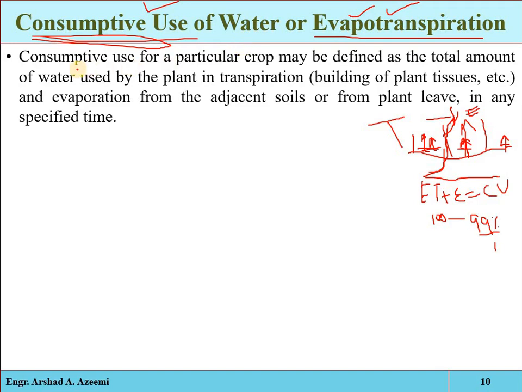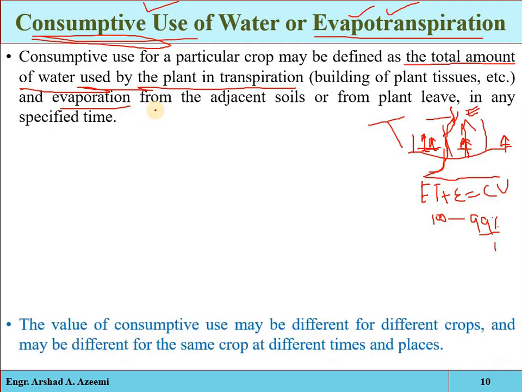Remember, the consumptive use for a particular crop may be defined as the total amount of water used by the plant in transpiration, evaporation and other chemical reactions, or utilization by other means, in a specified time. So the consumptive use may be on a daily basis, that is how much water is utilized in one day, or on a monthly basis, or on a seasonal basis, or on a yearly basis.